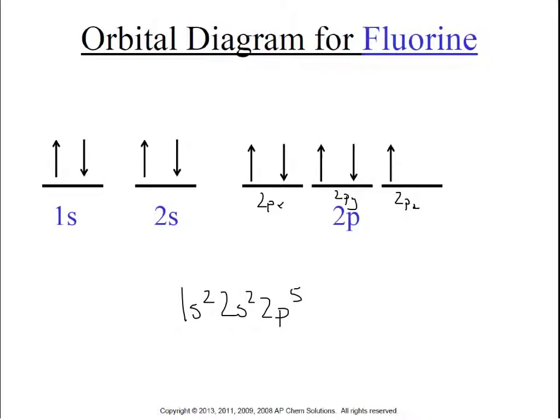Each sublevel can hold a maximum of 2 electrons, and since there's 3 sublevels in 2p, that means 2p can hold a total of 6, which we already knew. And notice how the ones that are sharing a sublevel are spinning opposite directions. That is a must.